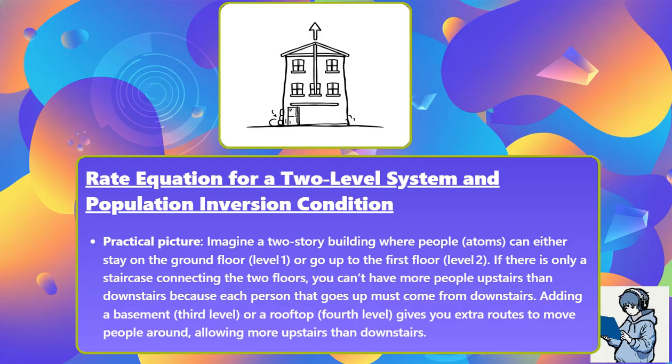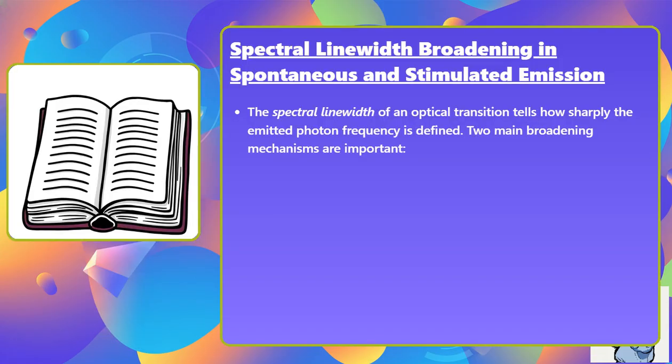Adding a basement, third level, or a rooftop, fourth level, gives you extra routes to move people around, allowing more upstairs than downstairs. The spectral line width of an optical transition tells how sharply the emitted photon frequency is defined.